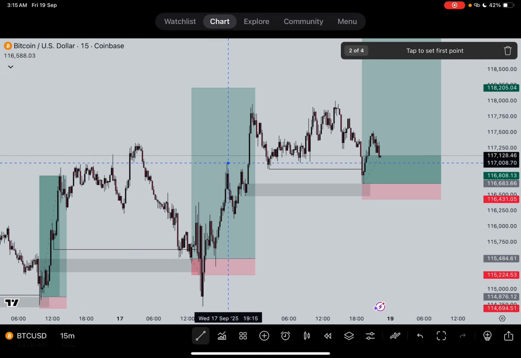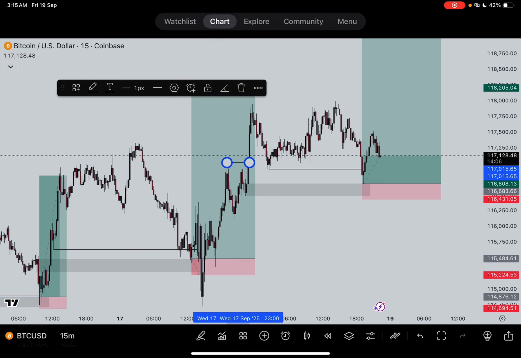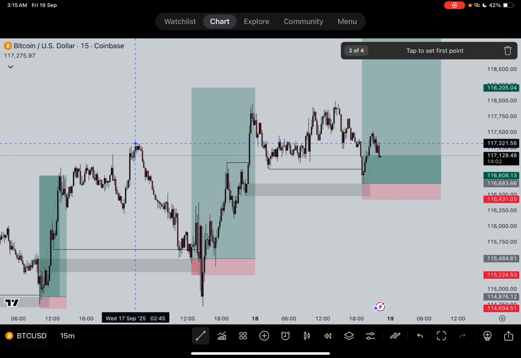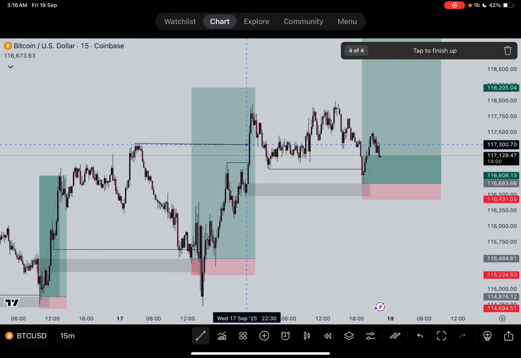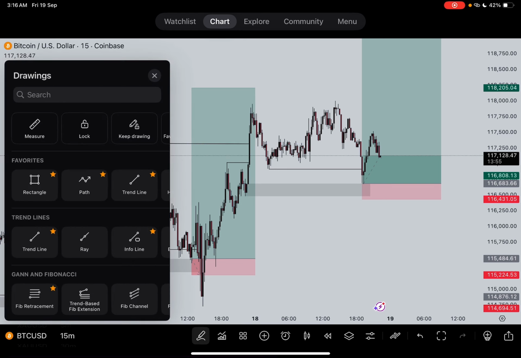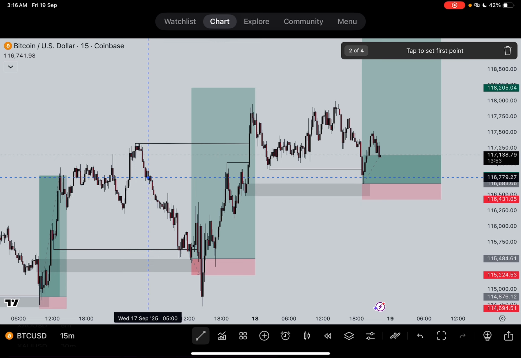Broke this level, broke this level, broke this level together. Let me mark them together. Broke this level. Then it also went ahead and broke this key level here. Then there's also another block here that was supposed to push price down. Right.